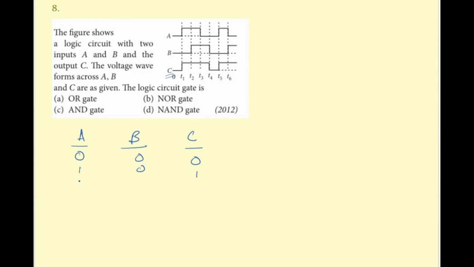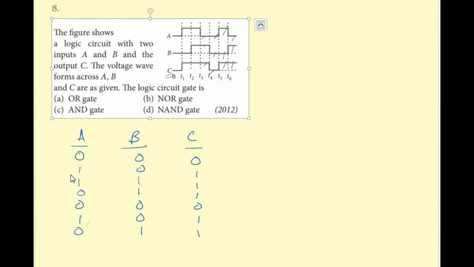Next, what is our next? A is high and B becomes high also, C is high too. Then A suddenly becomes 0 or low and B is high and C is high. Then again A0, B0, C0, and again A1, B0, C1, and A0, B1, C1.